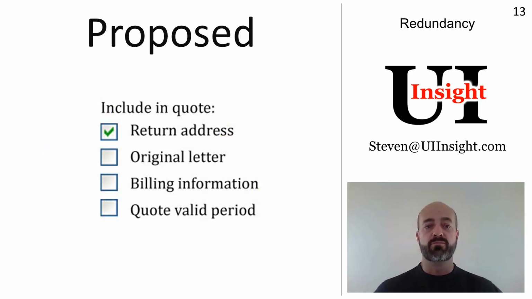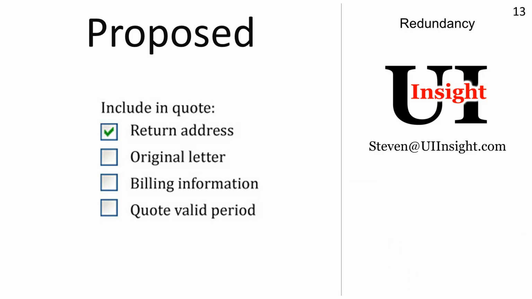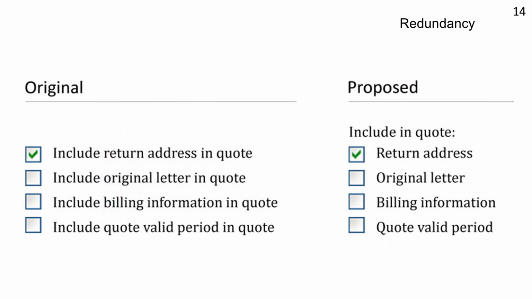I propose that we move include and in quote to the top of the form as sort of an introduction to that section. Include in quote whatever of those 4 items you want to. Let's take a look at a comparison between those two. So the original had include and in quote in each row, which is accurate, but it makes a lot of content to look at.